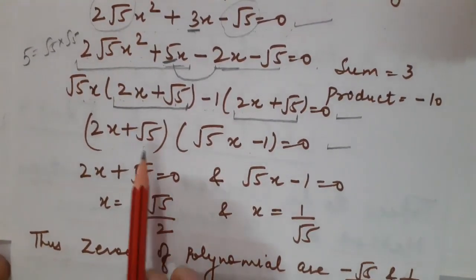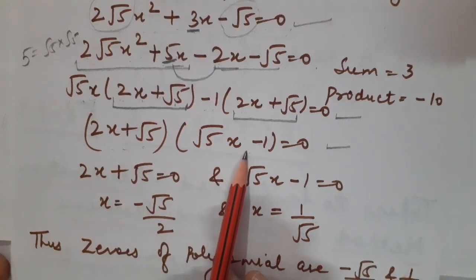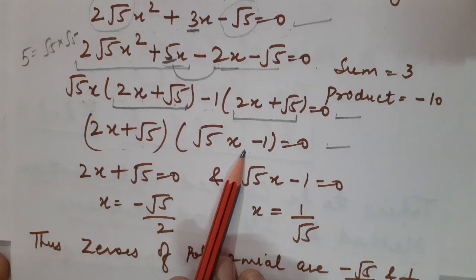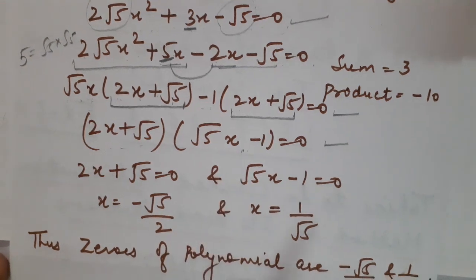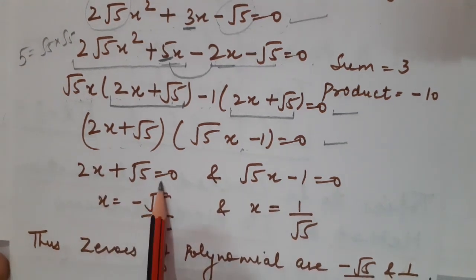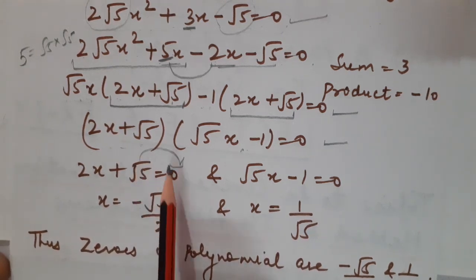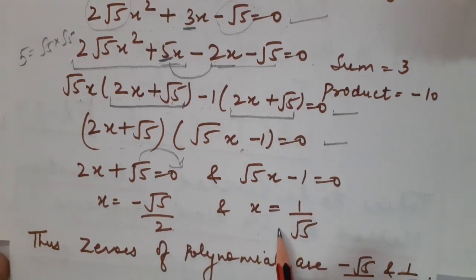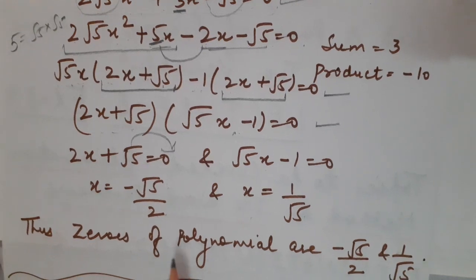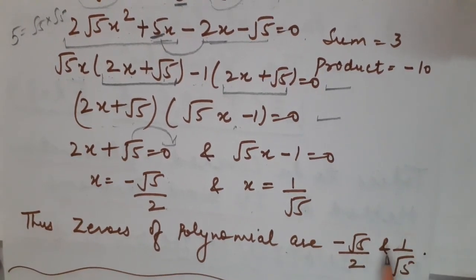Now again equating both the expressions equivalent to 0 so that I can calculate the zeros of the quadratic polynomial which I really require. So 2x plus root 5 is equal to 0. X is equal to minus root 5 upon 2 because this root 5 will go on right hand side. And here x is equal to 1 upon root 5. Fine. So thus the zeros of the polynomial are minus root 5 upon 2 and 1 upon root 5.